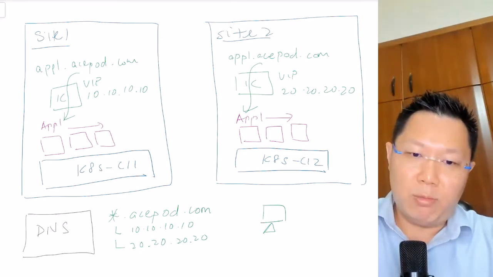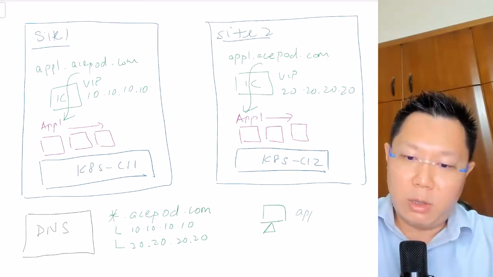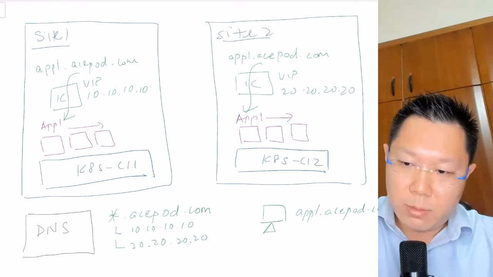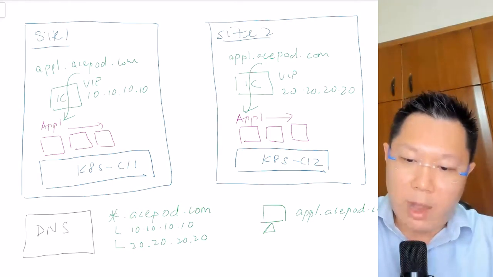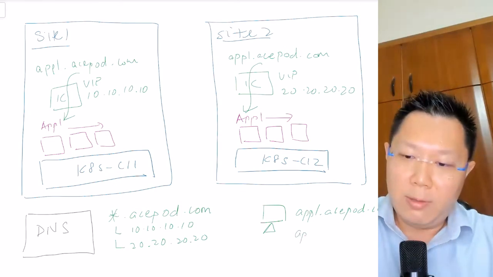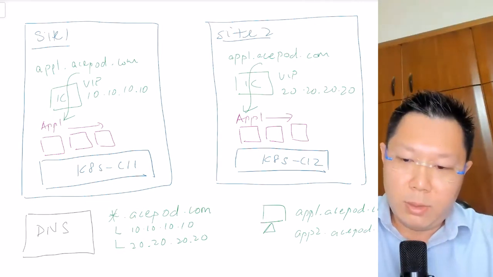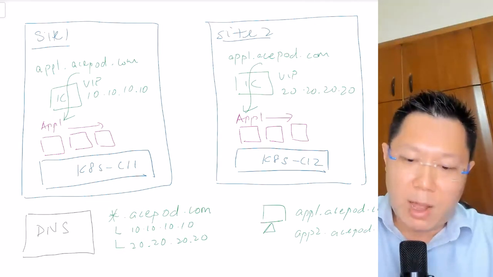So every time your user tries to access app1.aspot.com, it will return either 10.10.10.10 or 20.20.20.20. Same thing if your user requests app2 or anything in front of aspot.com: the DNS server will reply with either one of these virtual IP addresses.